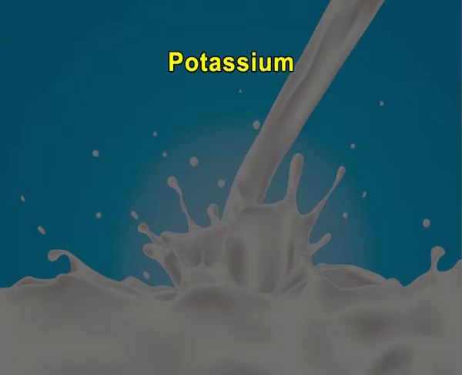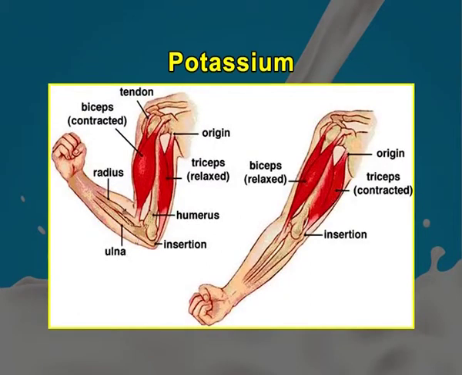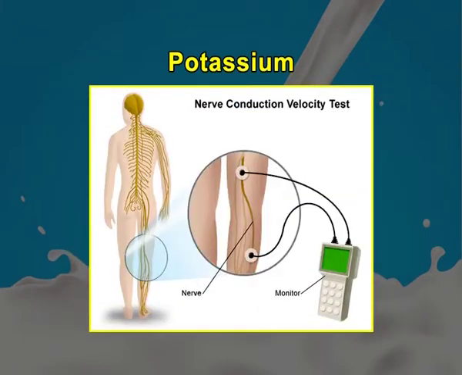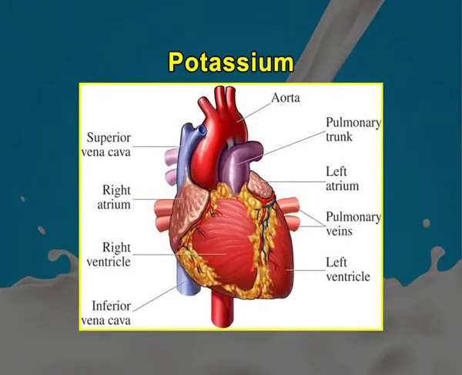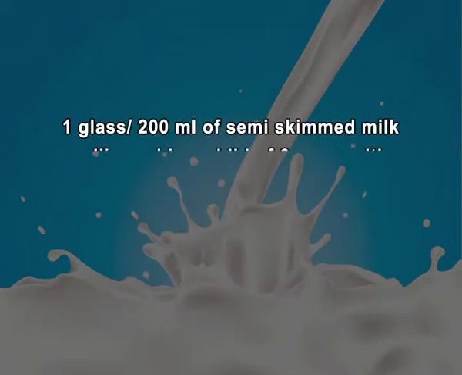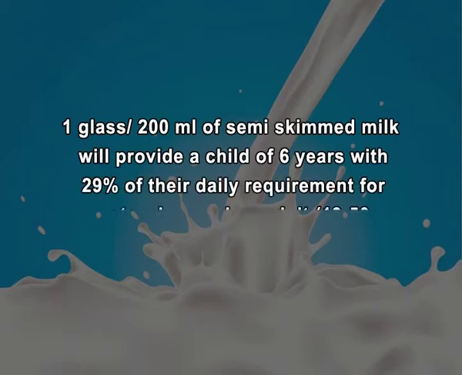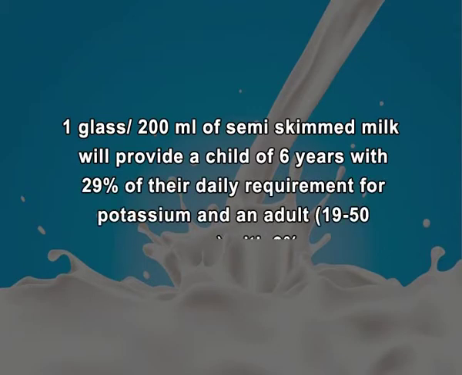Potassium in milk is mainly present in the fluid of the cells in the body and is important for fluid balance, muscle contraction, nerve conduction, as well as for the correct functioning of the heart. One glass or 200 ml of semi-skimmed milk will provide a child of 6 years with 29% of their daily requirement for potassium and an adult of 19 to 50 years with 9%.